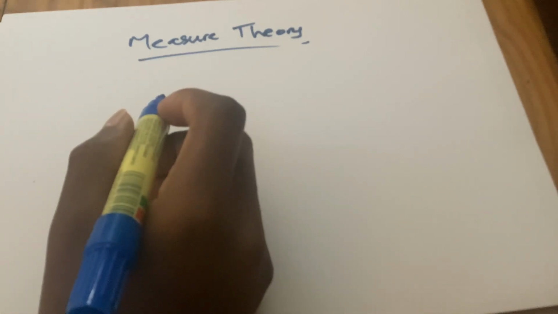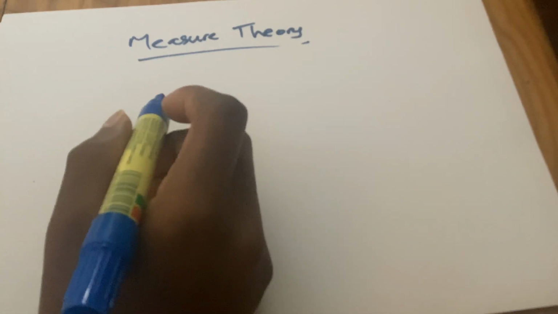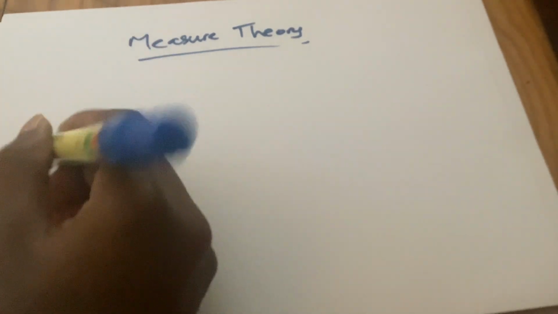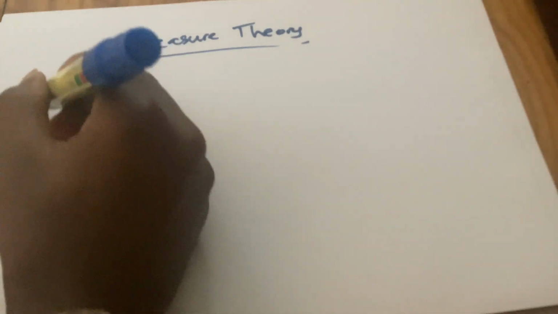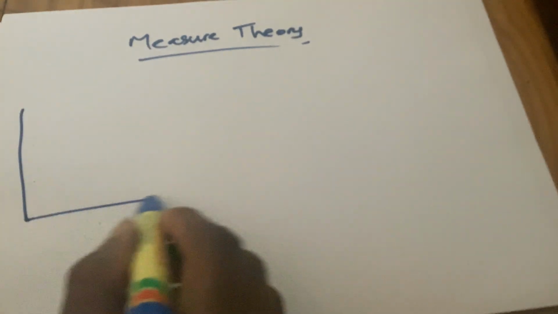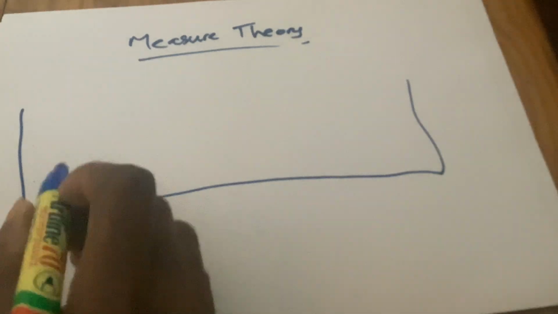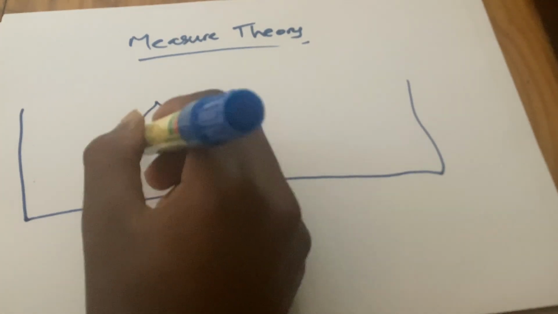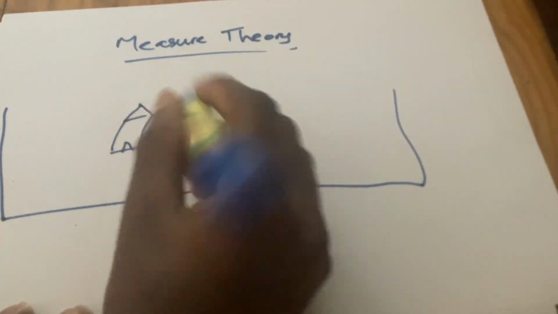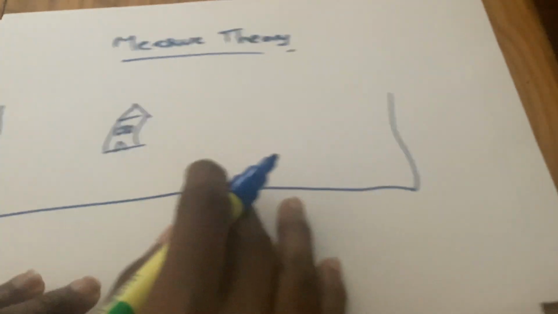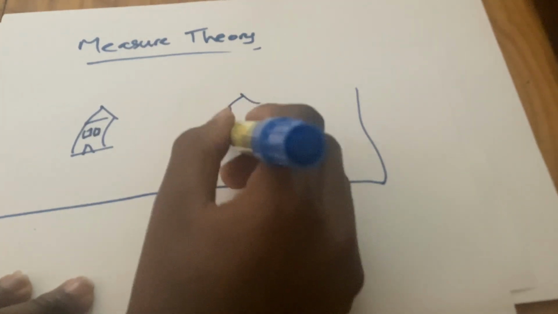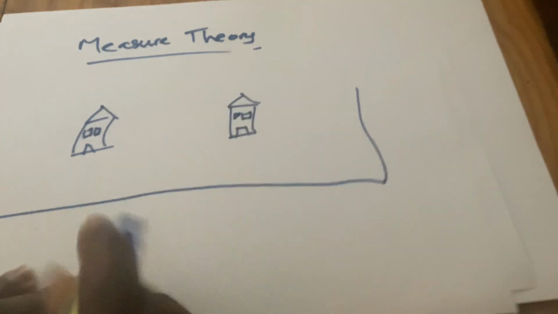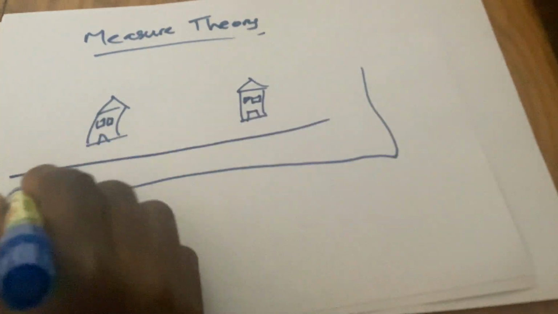In order for us to try to understand what measure theory could be, or what the goal of measure theory is, I want you to picture a street. Say you had a street outside your house, and in the street you had houses. Say you had houses. That's house number 1. That's house number 2. And you had a road.